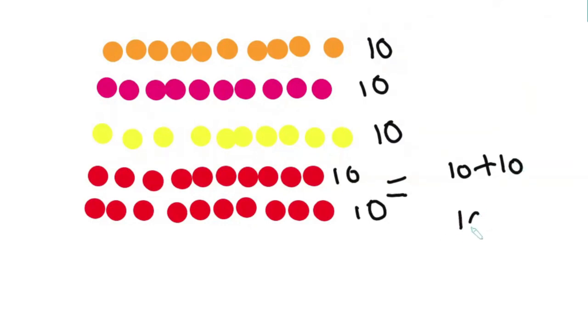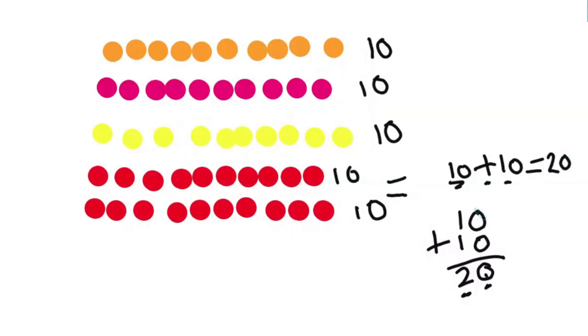We can put it in a column addition like this to find out. With our column additions, we add in columns. So we're going to add the zeros and put our number here, and then we're going to add the ones and put our number here, and this will give us our answer. So 0 and 0 makes 0, and 1 and 1 makes 2. So we know that 10 plus 10 is equal to 20.